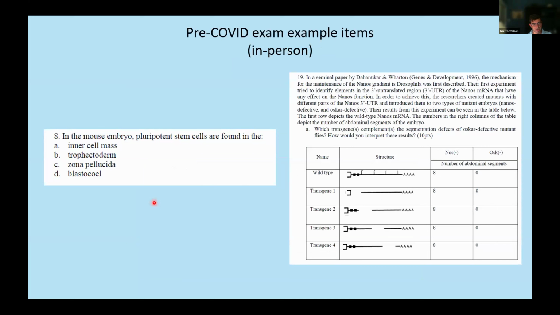When I first joined my institution in 2018, I have to say I'm not a developmental biologist by trade. My research has never been associated with developmental biology, and I was thrown into the sea and asked to swim. The exams back then were in person, with a mixture of questions that checked understanding and remembering, such as the multiple choice question on the left, and more critical thinking questions, such as the one on the right.